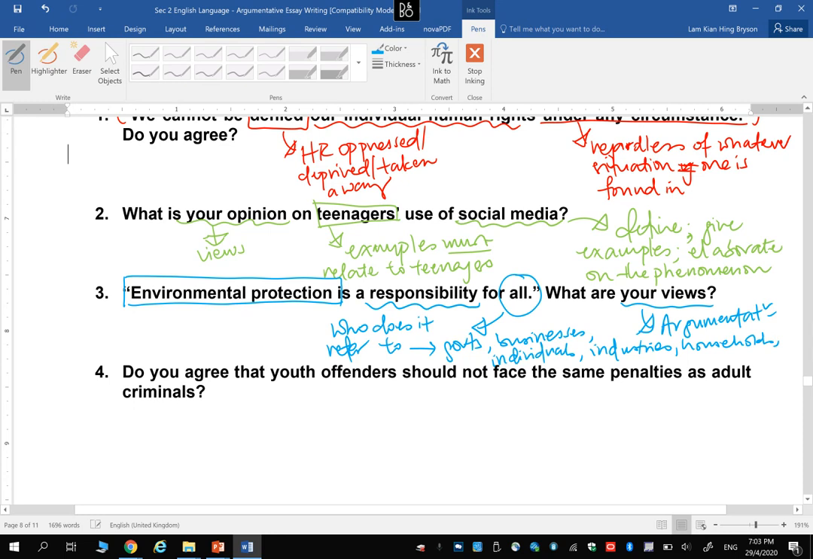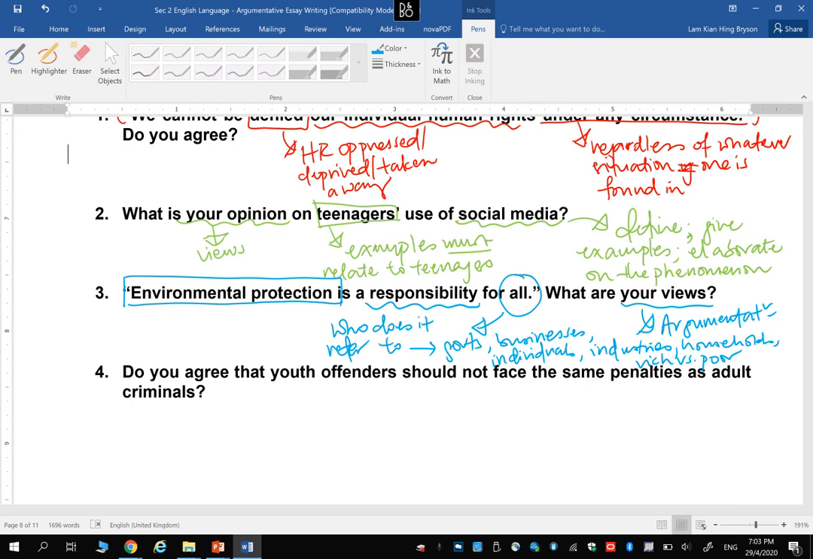Okay. Does it relate to the rich or the poor? Because we know that the rich versus the poor, there seems to be some kind of disparity, some kind of difference when it comes to their environmental impacts because of their lifestyle choices. Okay, now so there are various things they need to think about. Is environmental responsibility, is environmental protection a responsibility for all? Okay, tricky question over here.